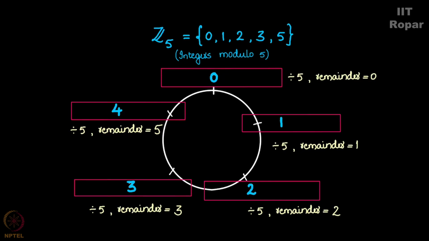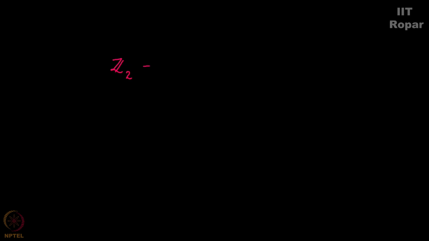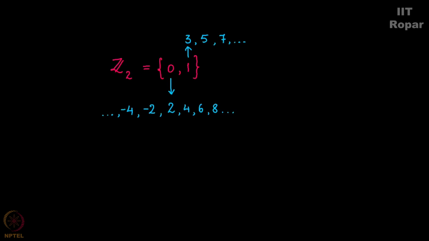For simplicity, let me show you what is Z2. It is 0, 1. Why? Here 0 constitutes 2, 4, 6, 8. Also minus 2, minus 4, and so on. When divided by 2, it will give you the remainder 0. Now this 1 constitutes 3, 5, 7, and so on. Minus 3, minus 5, and so on. The 0 and 1, what you can see here, they represent the remainders.